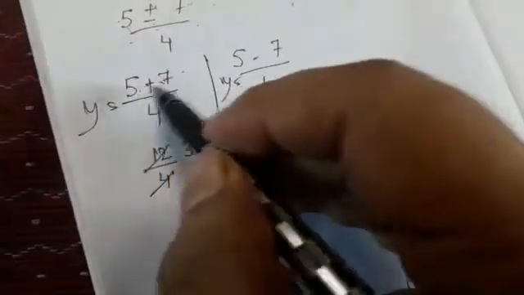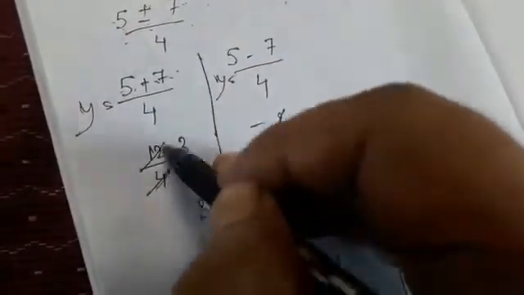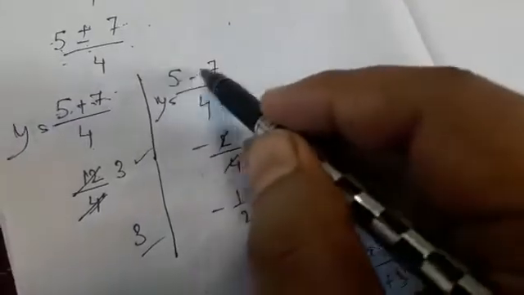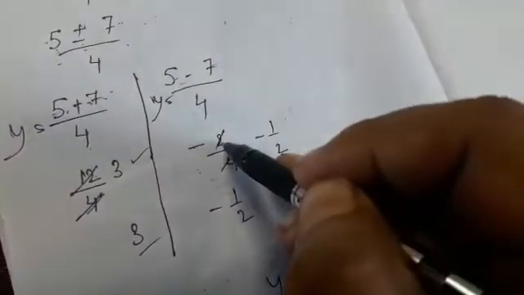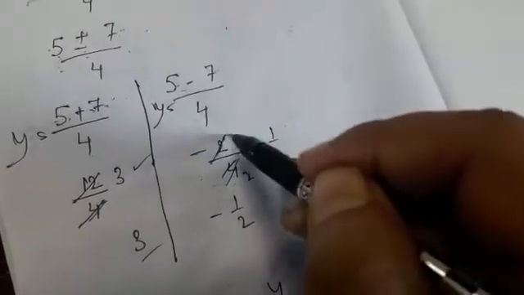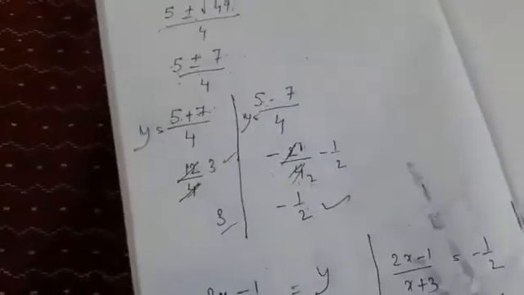Clear? So 7 plus 5 is 12. 12 by 4, you cancel, you will get 3. So one root is 3, and the other root is similarly 5 minus 7 by 4. So 5 minus 7 is minus 2 by 4. You cancel this 2 and this 4, you will get 2 here. So you are left with 1 by 2, that is minus half. So these are what? These are the values of y.